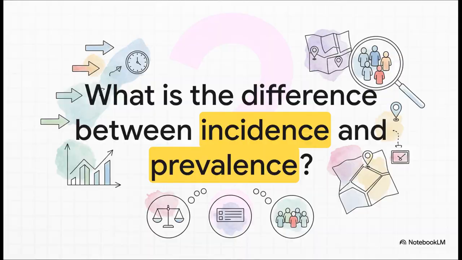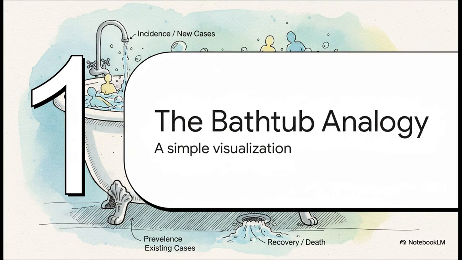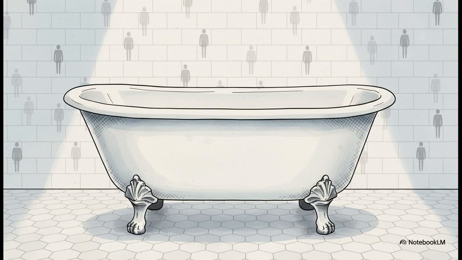To really get a grip on this, we're going to use a classic tool that epidemiologists themselves use to explain it, the good old bathtub analogy. It's a surprisingly powerful way to visualize exactly what's going on here. Okay, so in your mind's eye, just picture a simple, empty bathtub. For our purposes, this bathtub represents an entire population of people.